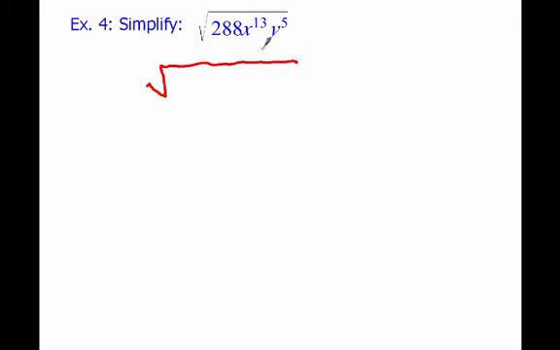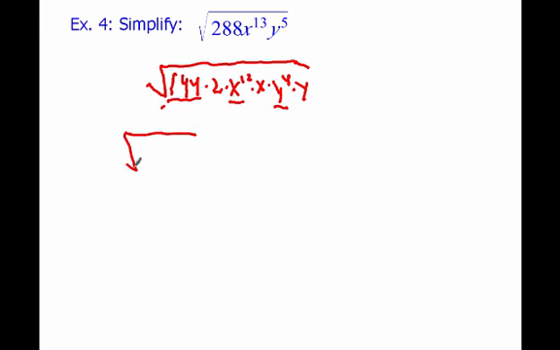So, 288, you could have done a few ways. There are several perfect squares that go into 288, but I'm going to go with the biggest one. 288 is 144 times 2. 144 is 12 times 12, so that is a perfect square. X to the 13th, I can split into x to the 12th times x. Y to the 5th, I can split into y to the 4th times y. Alright, so I have this is a perfect square, this is a perfect square, and this is a perfect square.